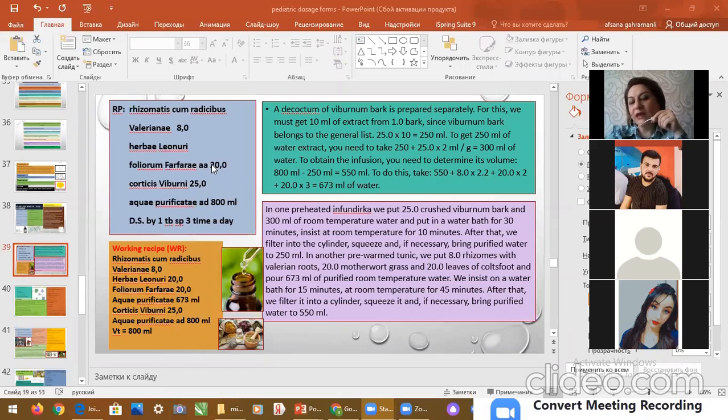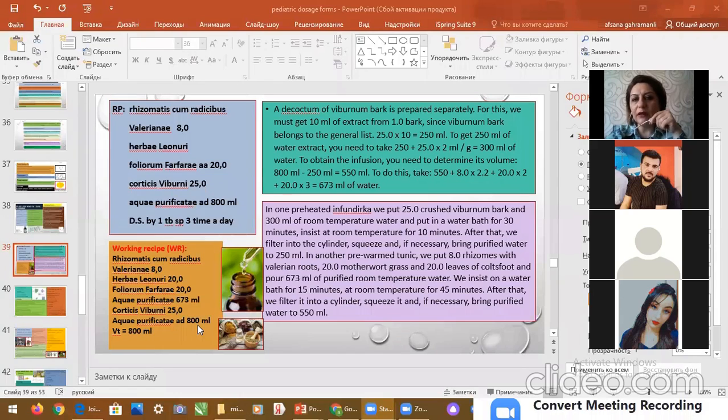Equal. Same. Same. Same. Herba leonori, folium farfare, ana 20 gram. It means that we must take 20 gram herba leonori and 20 gram folium farfare. It means same, 20 gram. We adapted to herba leonori 2, okay, and cortices we burn 25 gram, and so we write in our passport, and aquae purificate at 800 ml.